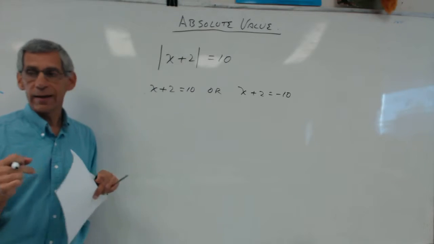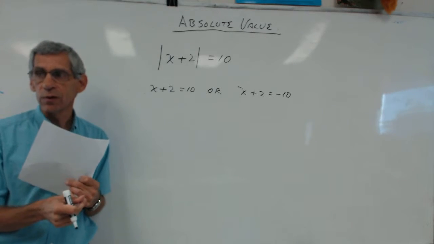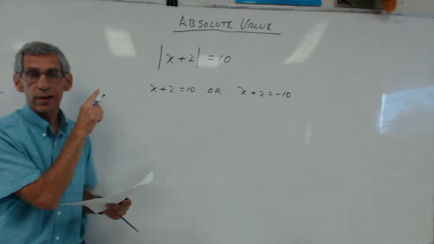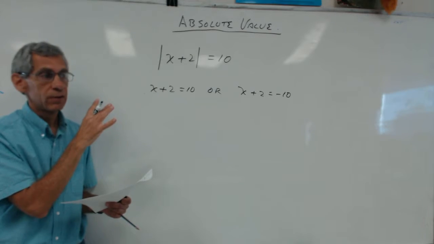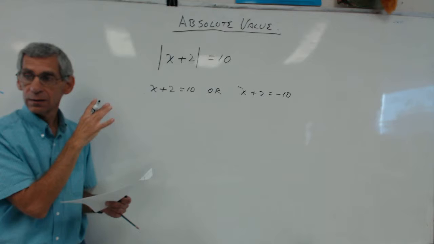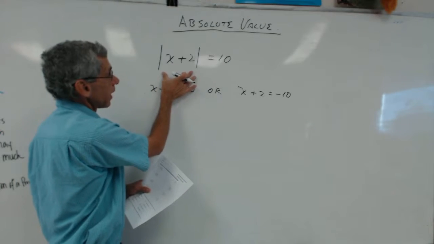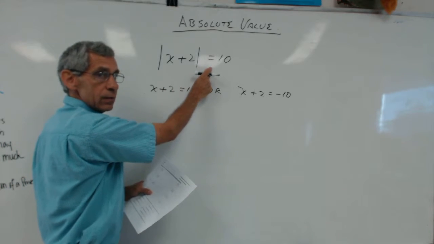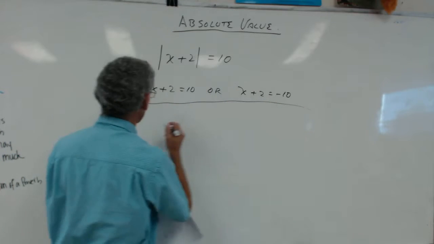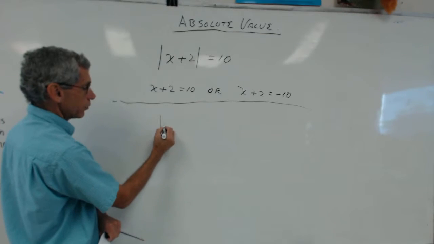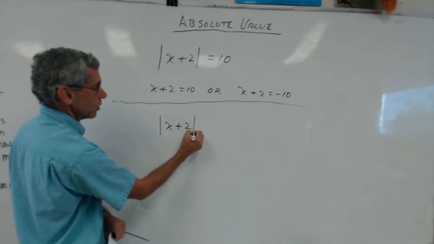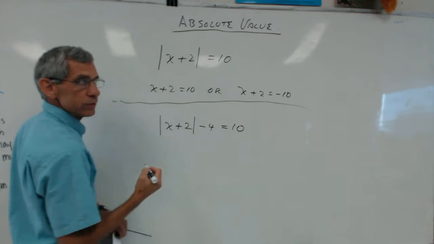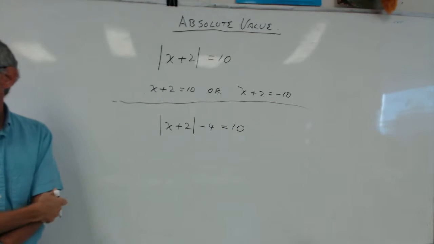When I taught it before, I kept repeating something, but I just want to be sure you remember. Before you do this, you have to make sure the absolute value stuff is completely isolated. Meaning, I have an absolute value of a blob here, followed by an equal sign, right? But what if I gave you this? Now try a new problem. The absolute value of x plus 2 minus 4 equals 10. What's different about this one versus that one?